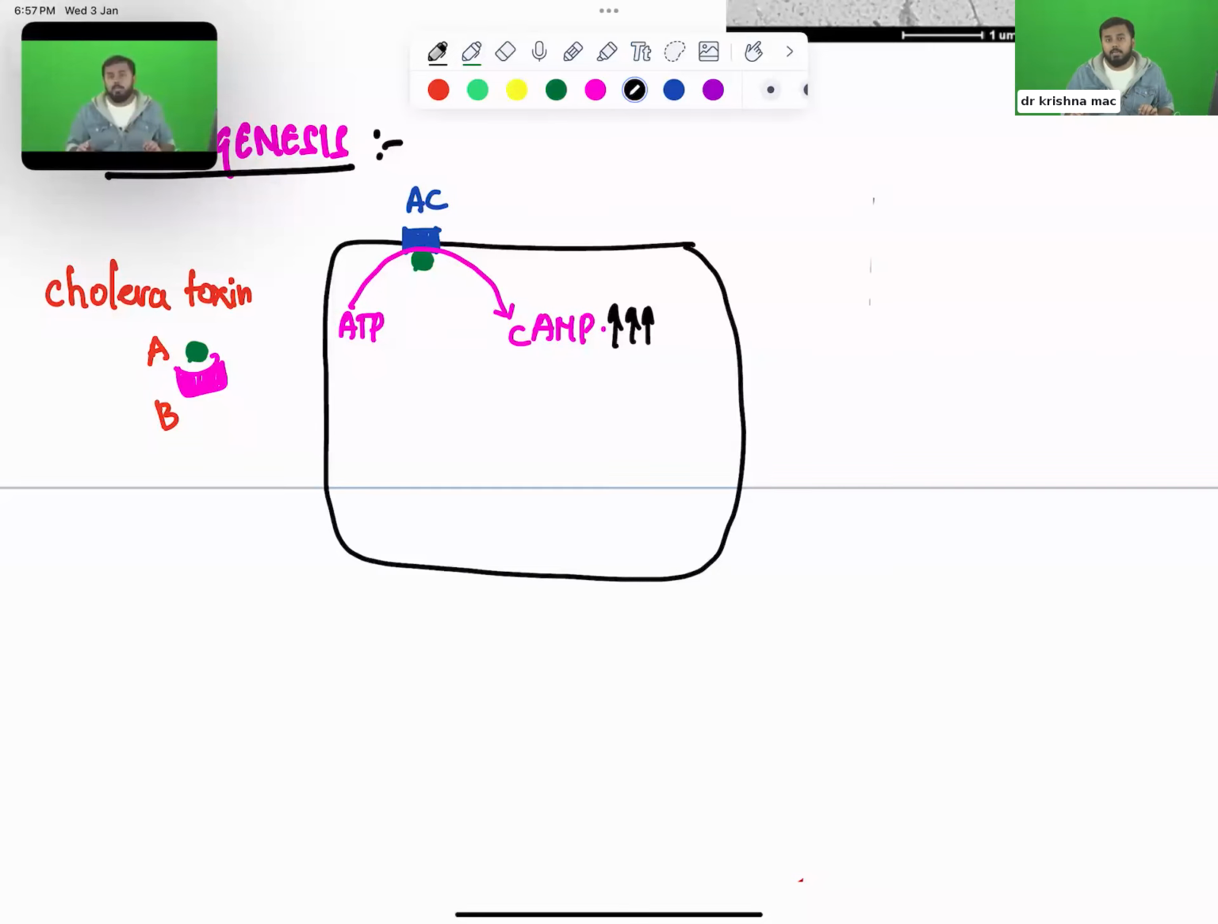You know what cAMP will do? It will activate some more proteins. This thing will be taught in pharmacology, but I'm just briefly telling you that this cAMP will activate some more proteins. There is one more protein called PKA, protein kinase A. This will activate PKA. If you want to remember it, or else not at all a deal. In biochem, sorry, not pharma, in biochem you will be taught this. Okay.